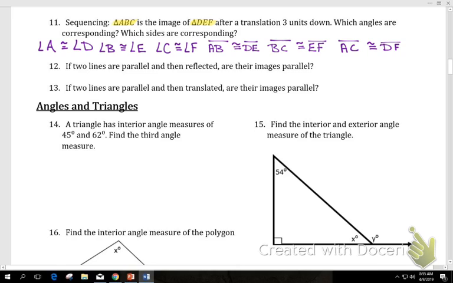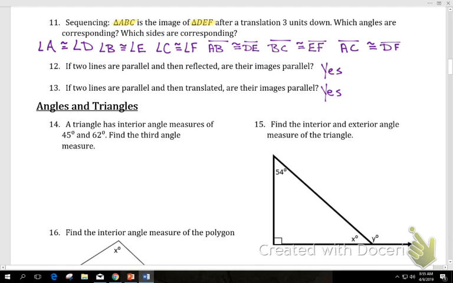All right, on 12 and 13, here's the concept I need you to understand, okay? Your answer will not be asked to explain, okay? Your answers are yes, but here is why. With any type of transformation, whether a reflection, a rotation, or a translation, as long as both lines go through the same transformation, it's not going to change the fact that they're parallel. Okay, so the image absolutely will be parallel as well.